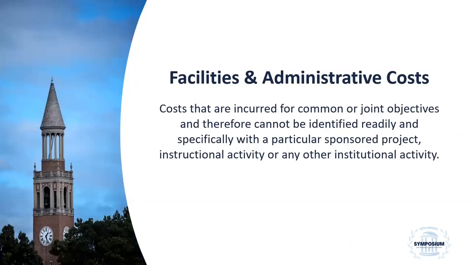So just a quick overview. Facilities and administrative costs, as you can read on your own here, are costs that are incurred for common or joint objectives, and it makes it very hard to identify those costs specifically to either a sponsored project, instructional activity, or sponsored research activity, that type of thing. So we have a methodology to be able to get those types of costs reimbursed to the university.